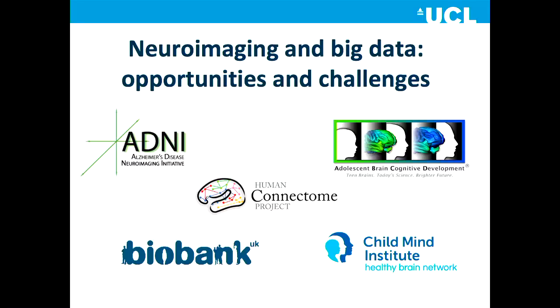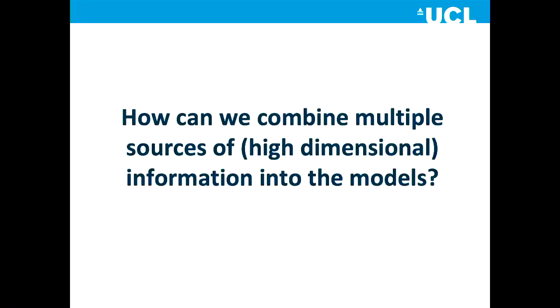And all these databases really open huge opportunities for mental health and population neuroscience. But they also bring challenges. How can we combine all these different modalities, many times very high dimensional, in order to answer relevant research questions for neuroscience and mental health? That has been the focus of my group most recently. So how can we combine multiple sources of usually high dimensional information into the models?